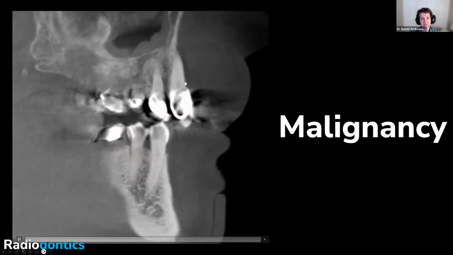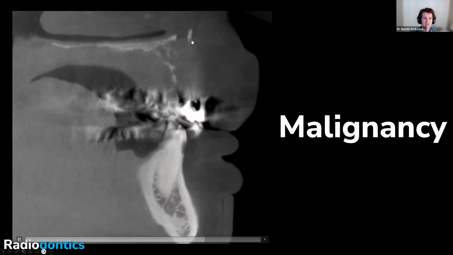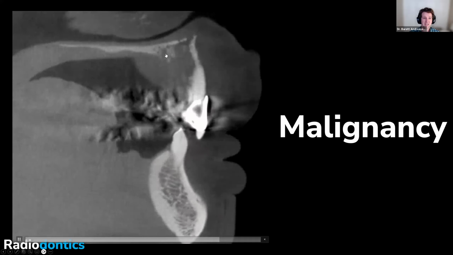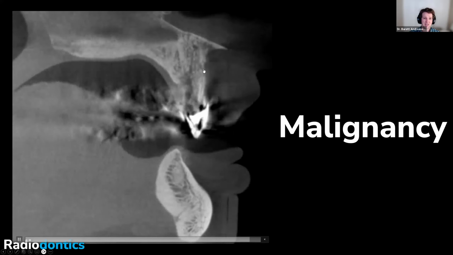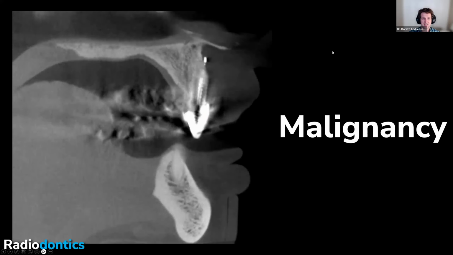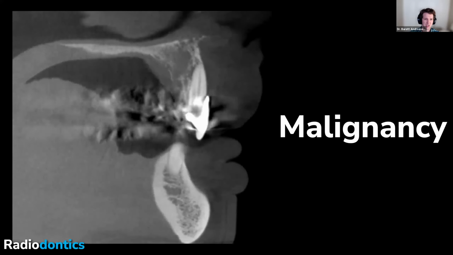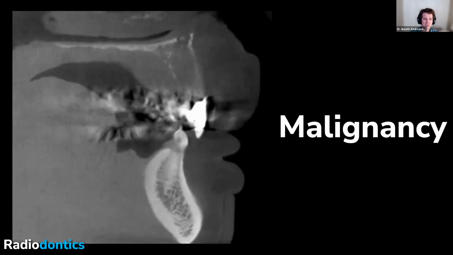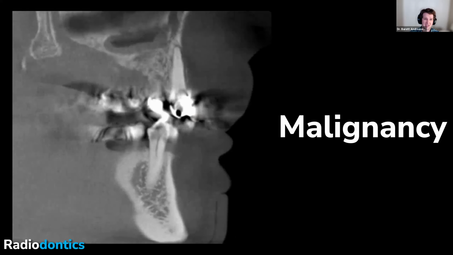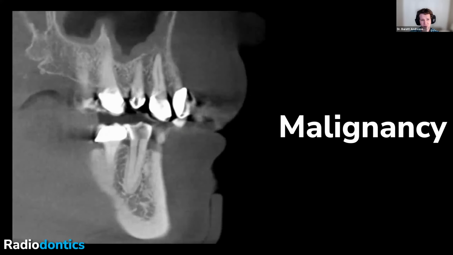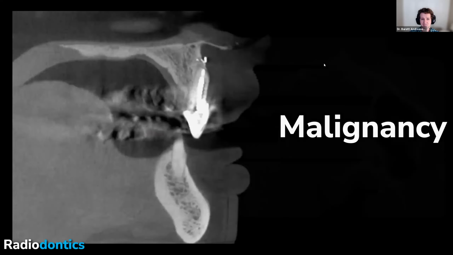This, again, is a little bit more subtle just because we don't have very well-defined margins. We don't have obvious expansion. It's really just those changes to the cortices, the changes to the trabeculation. You do have to be careful though, because malignancies can be very subtle in their change of trabecular bone. And so you might have just a very faint, fragile appearance from normal trabeculation to the malignancy itself. So those changes to the cortex, that's really what you've got to be on the lookout for when you're reviewing these scans.